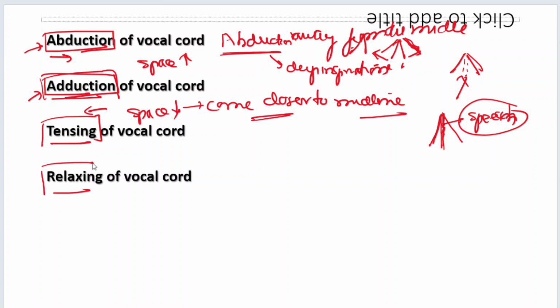Tensing and relaxing the vocal cord, this is obvious. When we have to speak or we have to modulate the voice, it can be tensed and then relaxed depending on what we want to speak. Okay. So there are certain muscles which cause abduction. There are certain muscles which cause adduction. There are certain muscles which cause tensing and relaxing of the vocal cord. And there is also something called the inlet of the larynx.